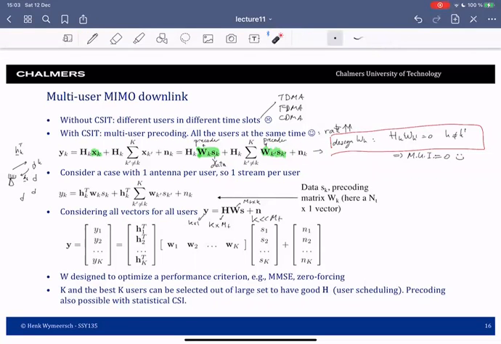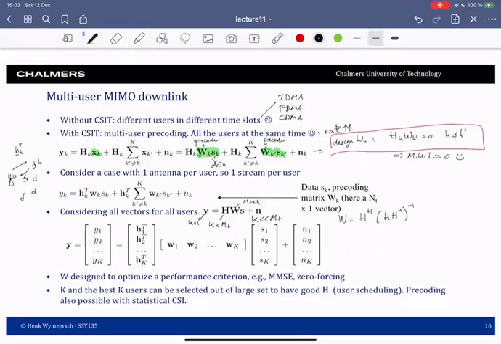Welcome back. So let's try this again. We have this model here with K users and Mt transmit antennas. And now we could design this W in different ways, but one obvious way would be the following. We set W equal to H Hermitian times (H H Hermitian) inverse.